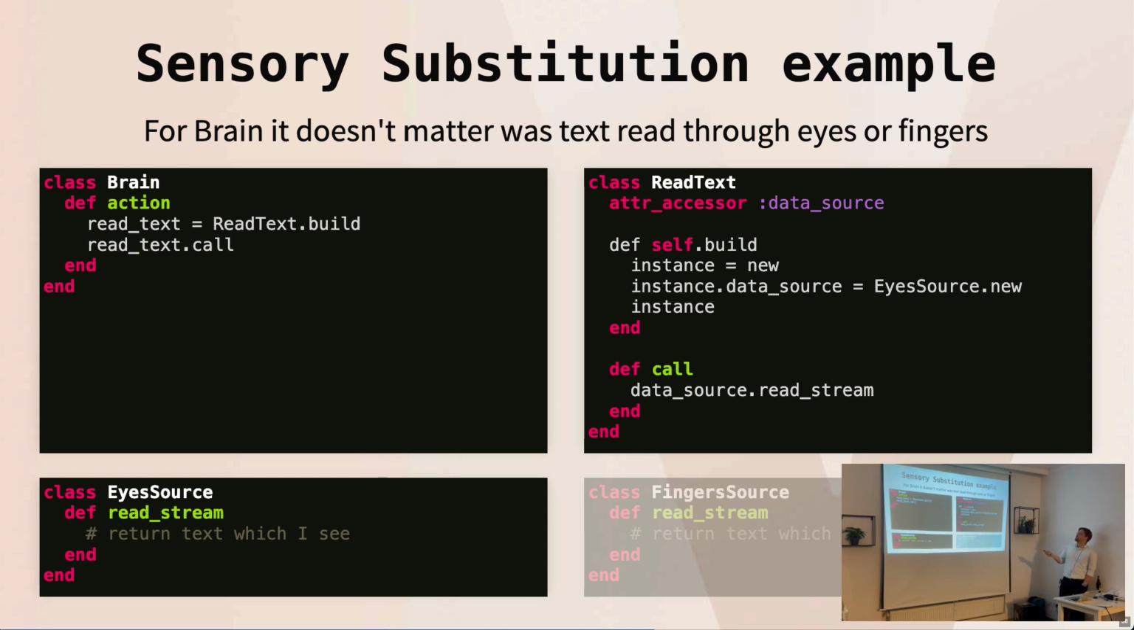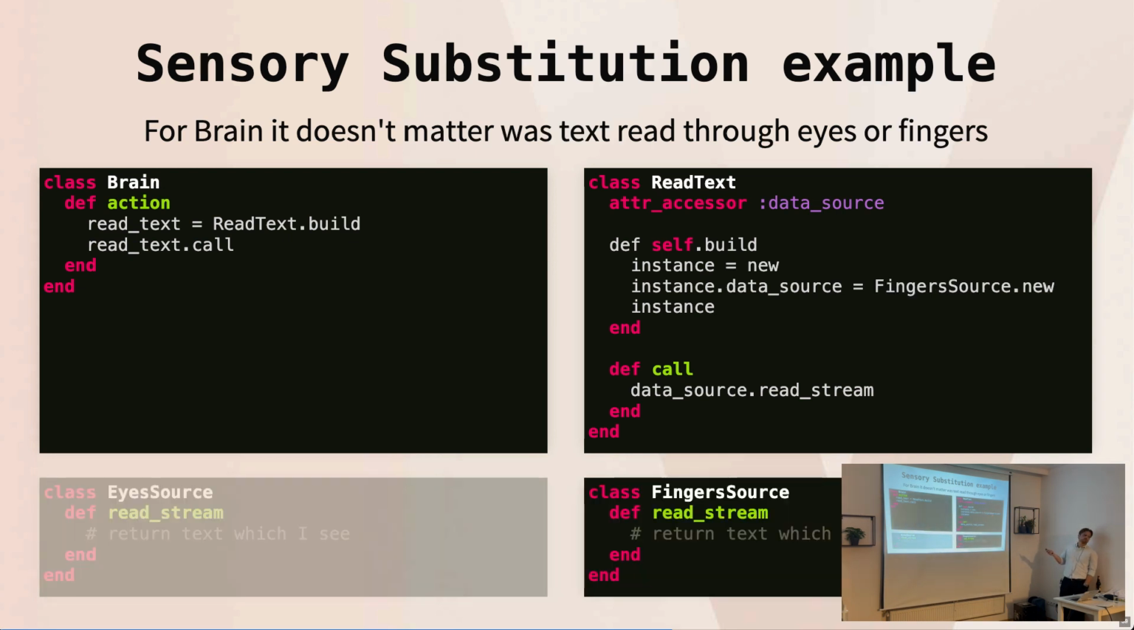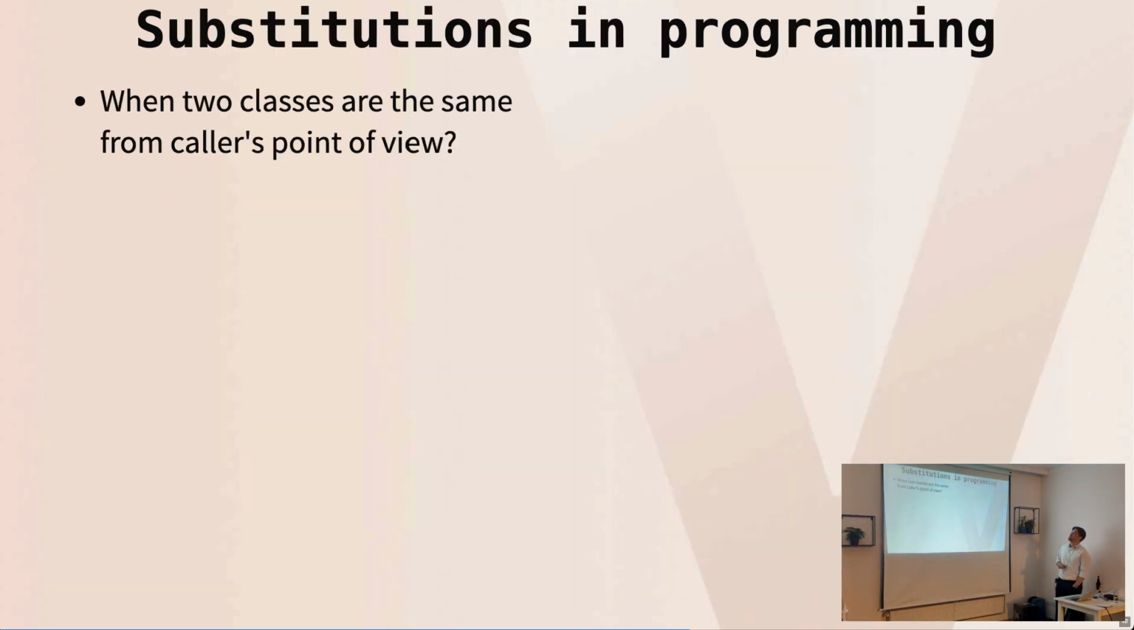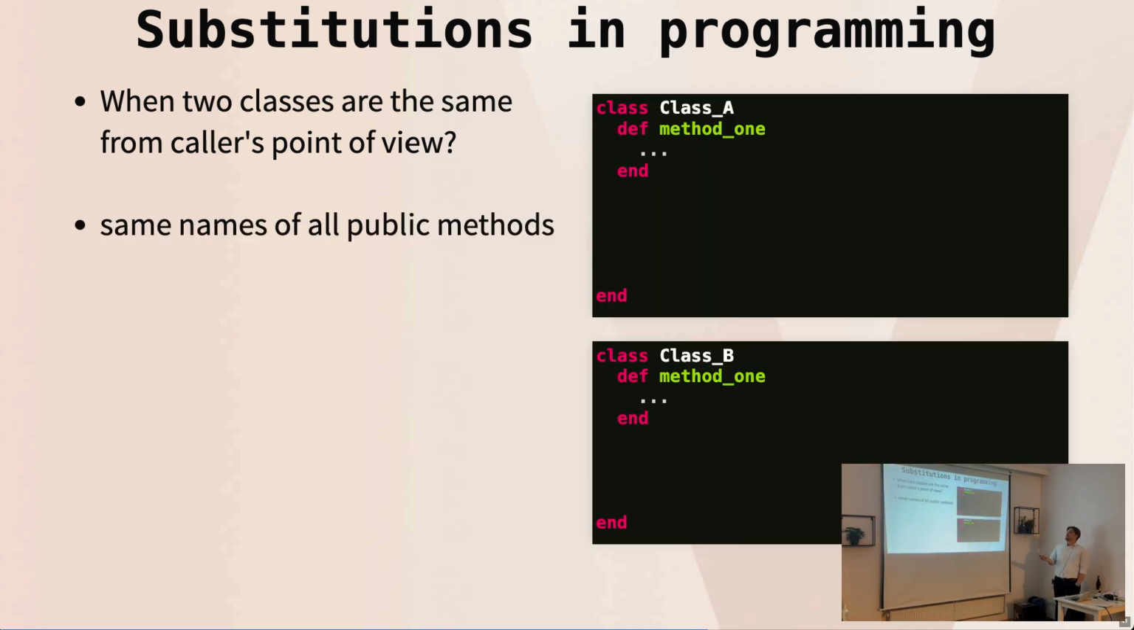And for the brain, it is not important whether it was an eyes source or a finger source here. In both cases, it will read the stream. So when two classes are the same from the caller's point of view, they have the same names of all public methods. So if we have two classes and they have the same methods, then it's okay. The same names of class.